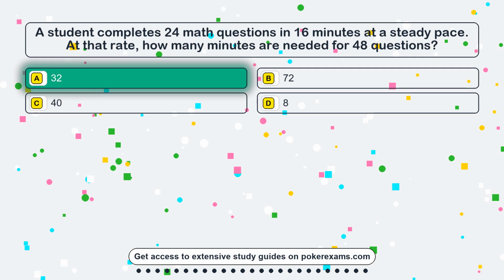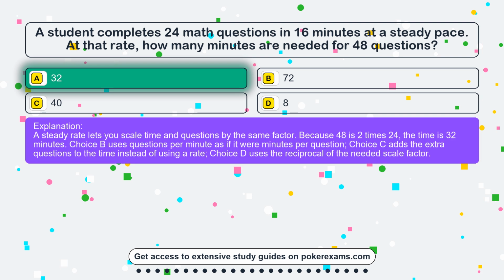The correct answer is option A, 32. A steady rate lets you scale time and questions by the same factor. Because 48 is 2 times 24, the time is 32 minutes. Choice B uses questions per minute as if it were minutes per question. Choice C adds the extra questions to the time instead of using a rate. Choice D uses the reciprocal of the needed scale factor.